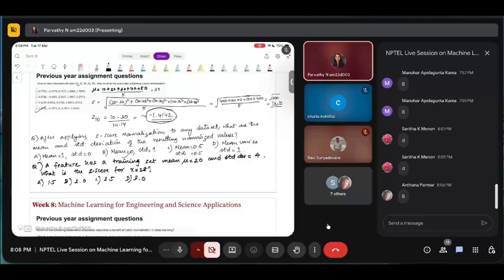A feature has a training set mean equal to 20 and standard deviation 4. What is the Z score for x equal to 28? Yeah, so it is 2. 28 minus 20 divided by 4, which is 8 by 4, 2.